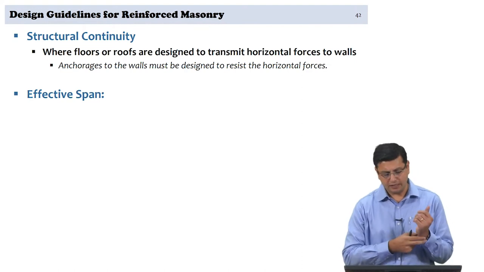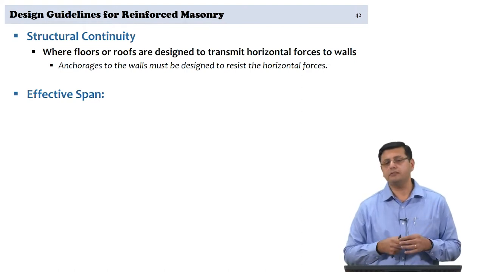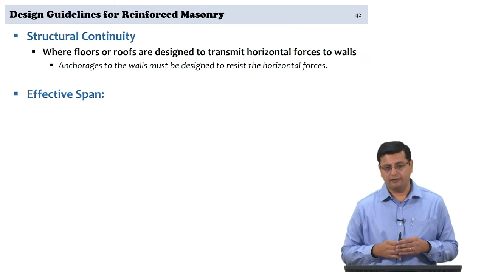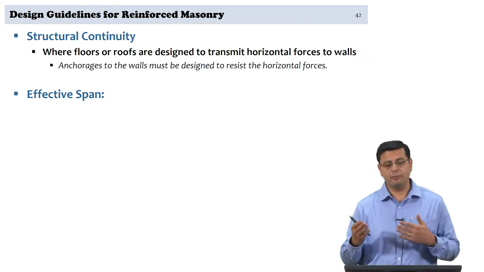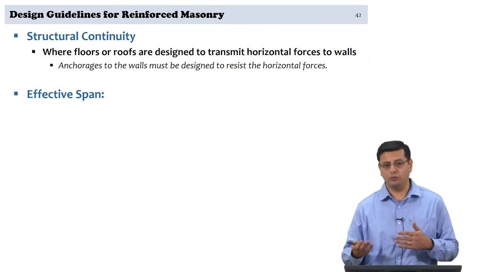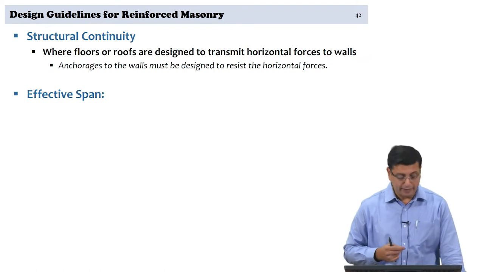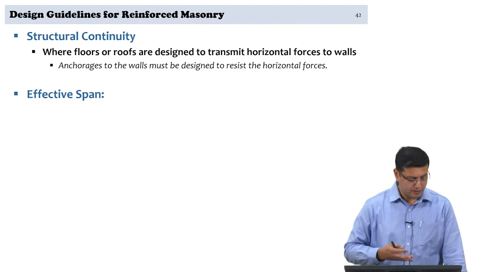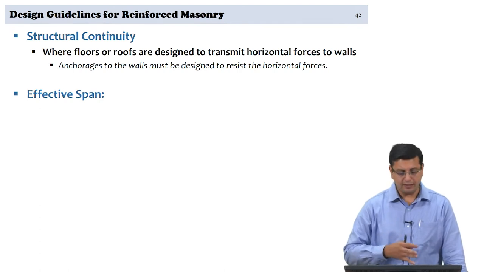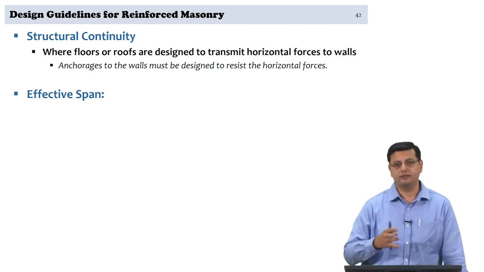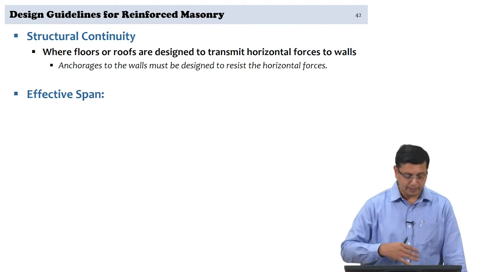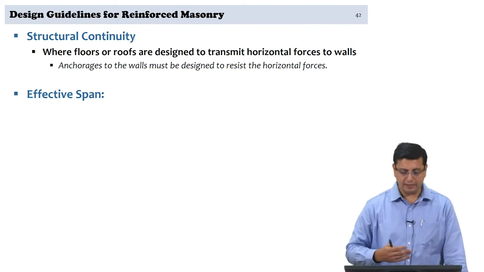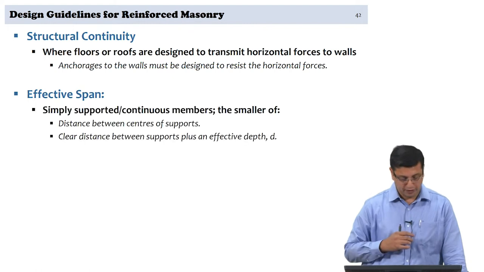A little bit of discussion on effective spans, because you are going to be looking at reinforced concrete, reinforced masonry beams, reinforced masonry walls. So what is the definition of effective span as far as these structural members are concerned, and should you be looking at different effective spans given the type of boundary conditions and given the type of member you're looking at?